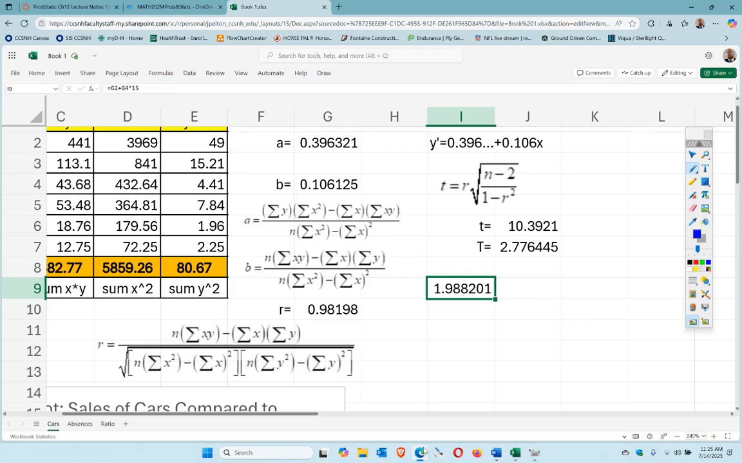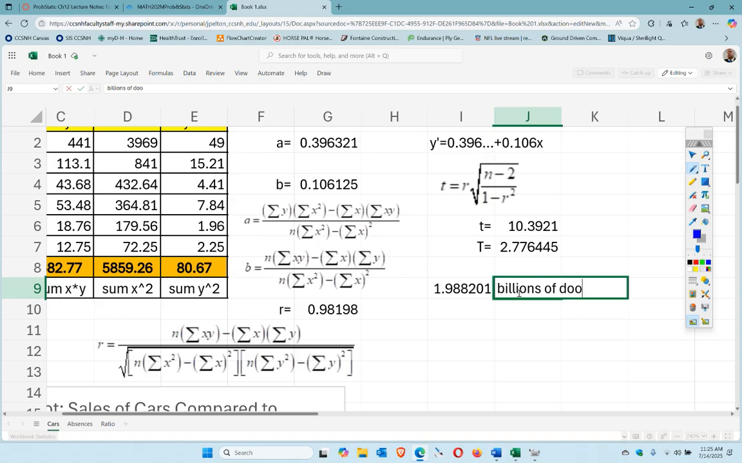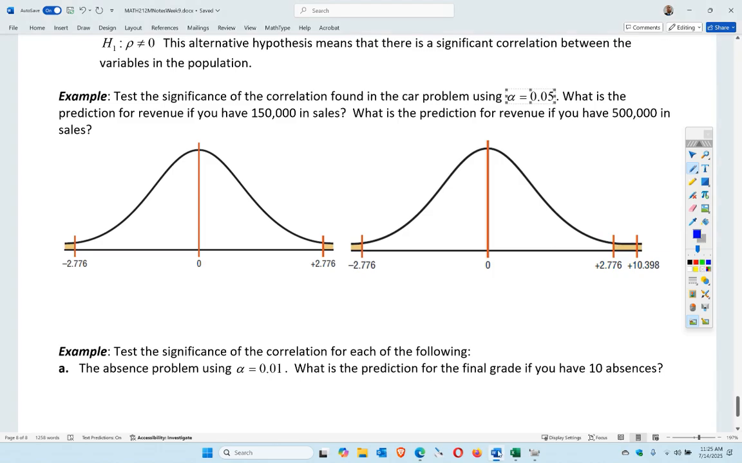So go back to my spreadsheet, and I get 1.988 in billions of dollars, correct? That's the revenue. Okay. So the other question says, what is the predicted revenue for 500,000? You cannot do that one. You're like, why? The model works, right? We already proved that the model works.